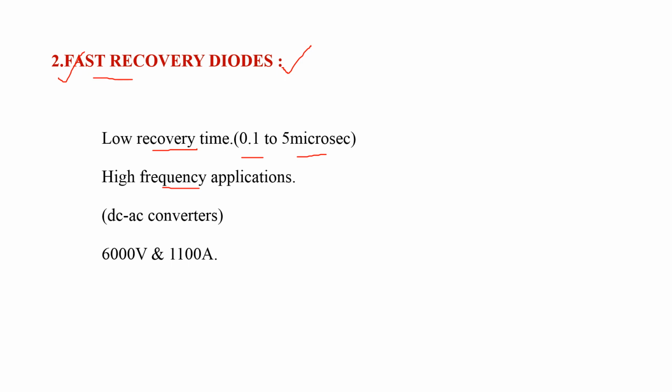The example for high frequency applications is DC to AC converters, that is nothing but inverters. In inverters we mainly use fast recovery diodes, and the voltage handling capacity of this diode is 6000 volts and current handling capacity is 1.1 kiloamperes or 1100 amperes.